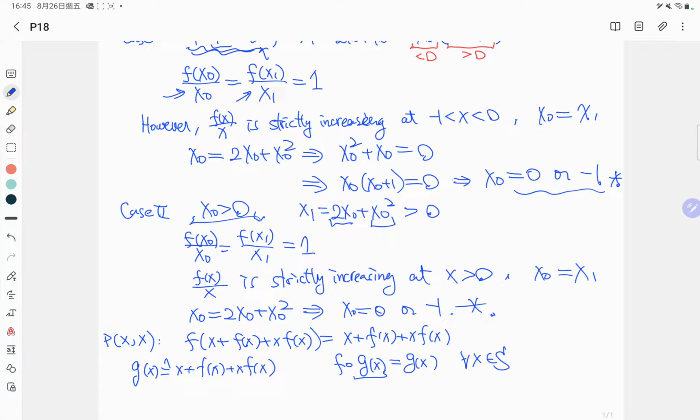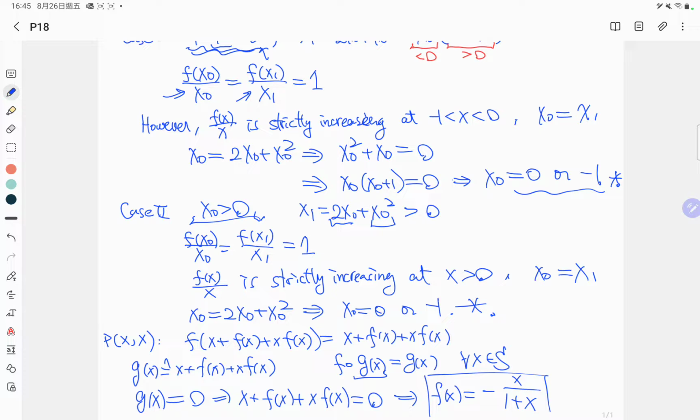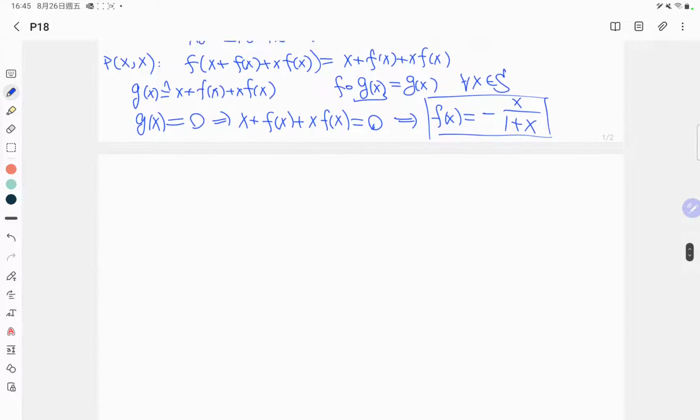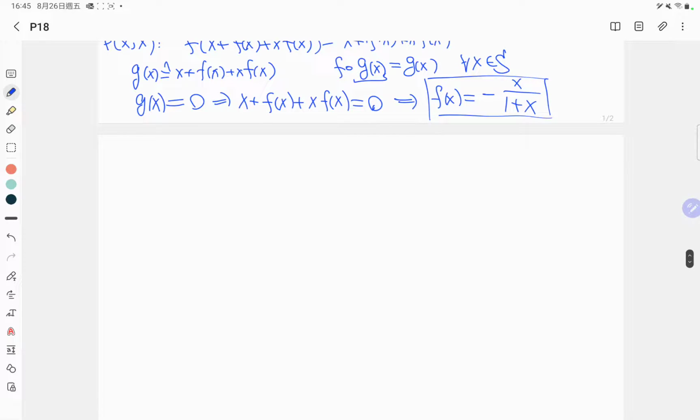As we have shown, f has only one fixed point at x equals 0, which means that g of x must be 0 for all values of x in set S. So x plus f of x plus x times f of x should be 0. And then we can quickly find that f of x equals negative x over 1 plus x. Let's check whether this solution satisfies the original functional equation.